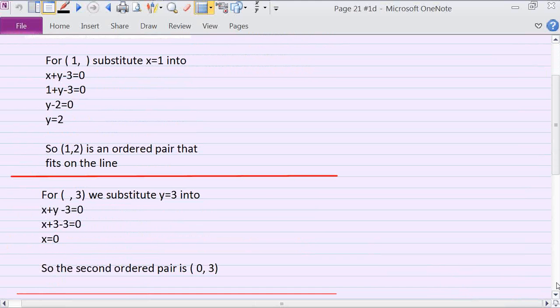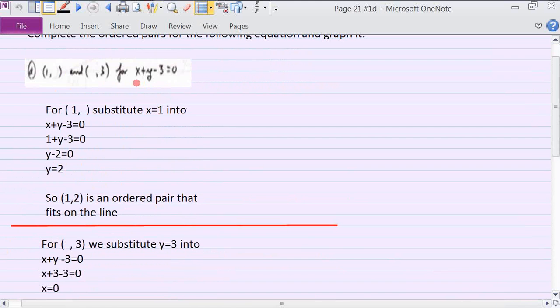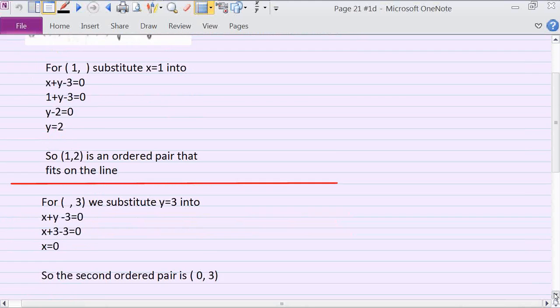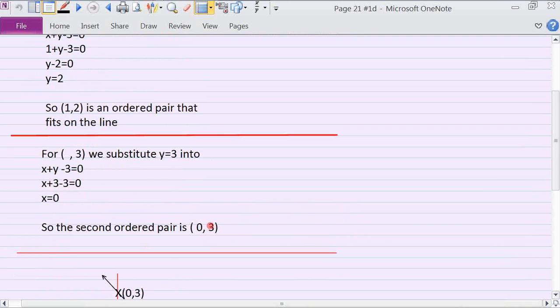Now, for the second ordered pair, I'm going to use y equal to 3. Here's y equal to 3. I want to know what the x is. So we substitute y equals 3 into our original equation. I've replaced the y here with the 3: x plus 3 minus 3 equals 0. So when y equals 3, x equals 0. So I've got a second ordered pair.